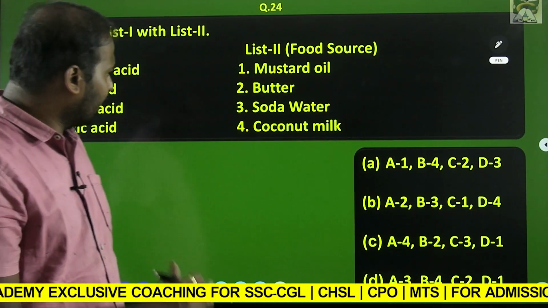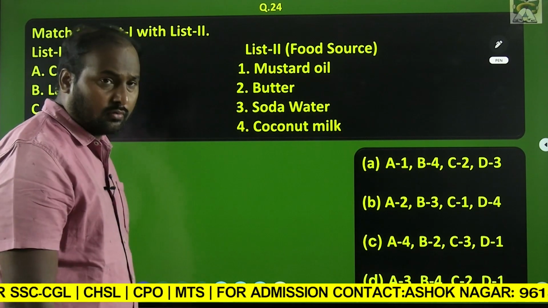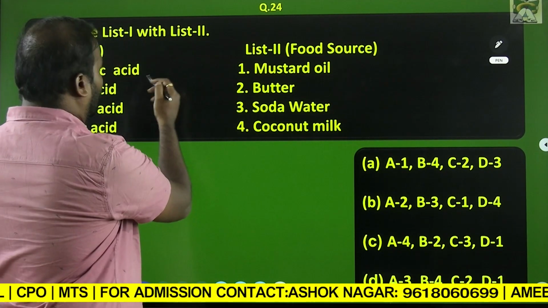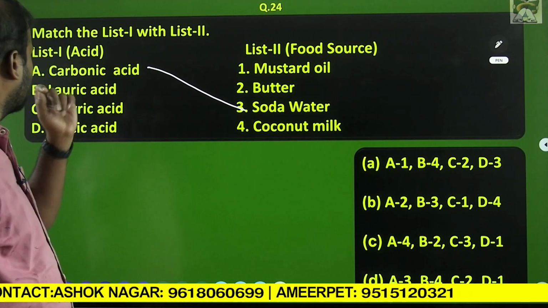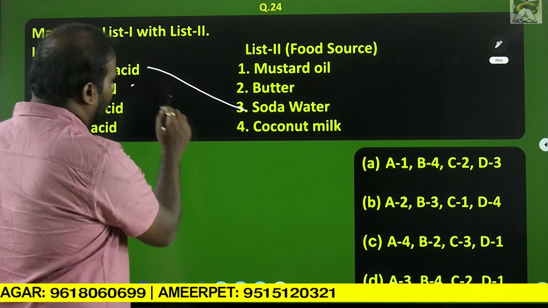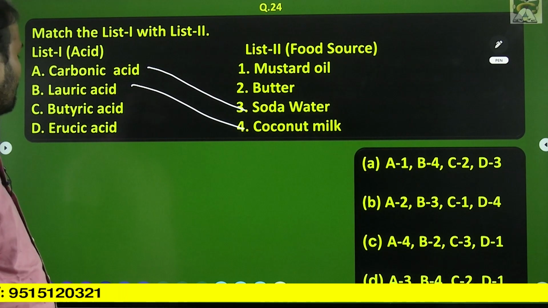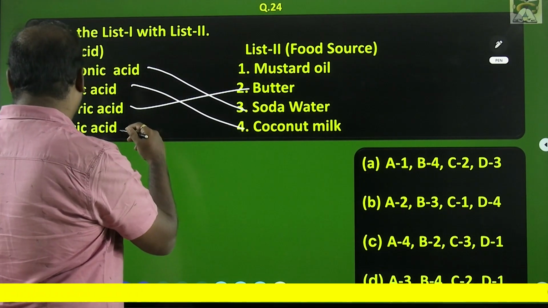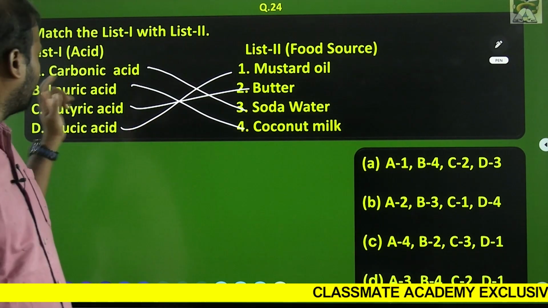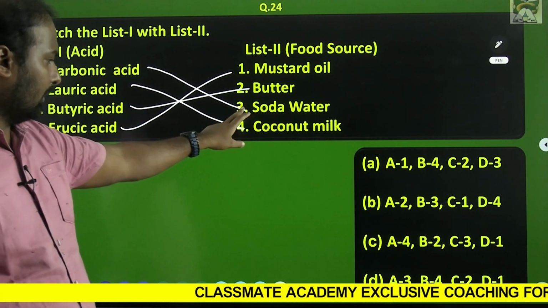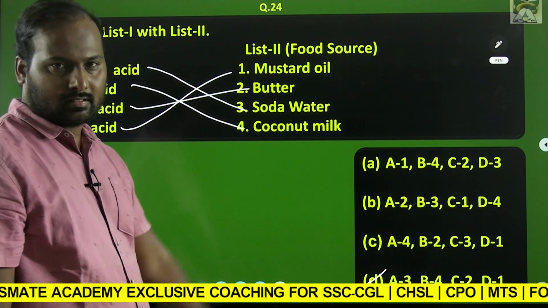Next. This we can say is a biology question, or sometimes a chemistry question also. See here, carbonic acid: H2O plus CO2 forms H2CO3. We know that is soda water. Carbonic acid is soda water directly. Then lauric acid is very good for health, and lauric acid is mainly present in coconut oil and coconut milk. A good amount of lauric acid can be seen there. Next one is butyric acid, which is found in butter, and finally erucic acid is found in mustard oil. So this is a match the following. Anyway, if you know soda water is carbonic acid, A3, then A3 is only one option. So the answer is D. No need to know the other things also. Very easy, you can directly predict the answer.